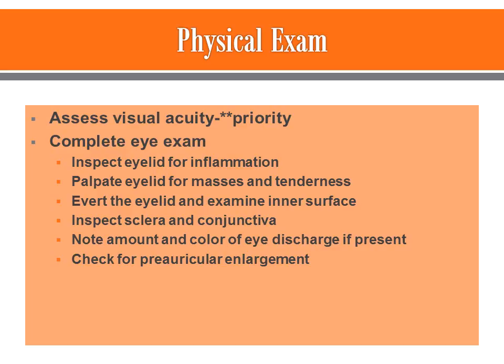In the physical examination, as with all of the eye things, it would be a priority to assess their visual acuity. And your eye exams are pretty much the same in all of the different disorders of the eye. So you're going to do a complete eye exam, inspecting and palpating and inverting the eyelid, looking at the sclera, looking at the conjunctiva, looking at the amount of discharge and what color it is, and looking for that pre-auricular enlargement, which you are going to see with viral conjunctivitis and not with any other type of conjunctivitis. So that's another key thing to look at when you're doing your physical exam. And that'll give you an idea of whether it is one versus the other.